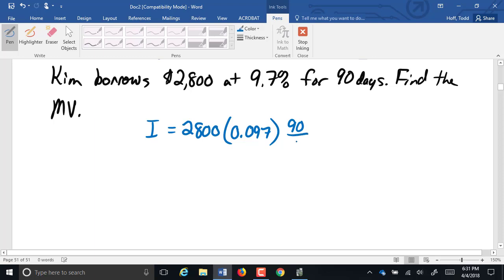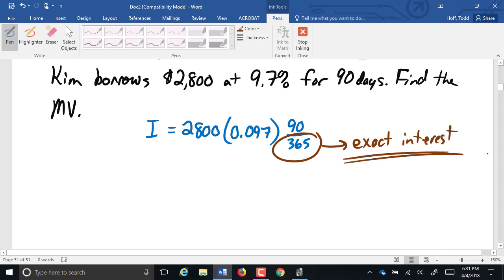It would make sense to do 90 over 365. Where'd you get the 365? That's how many days are in a year. That is something called exact interest. Exact interest uses 365 days in a year as part of that calculation. However, unless it is otherwise stated, we always assume something called ordinary interest.